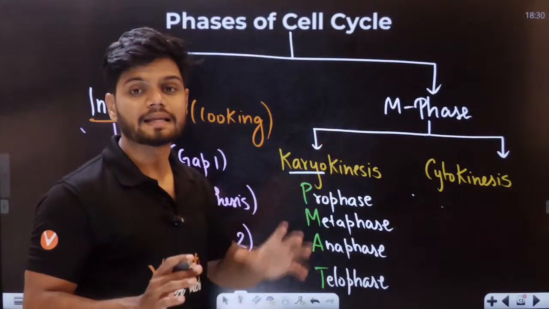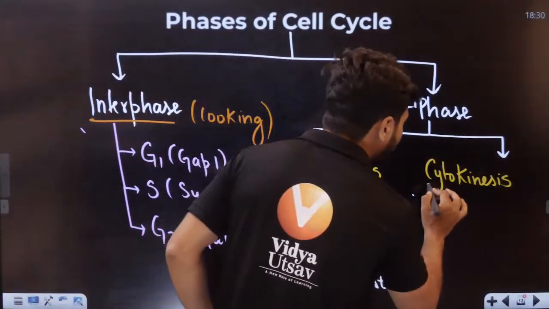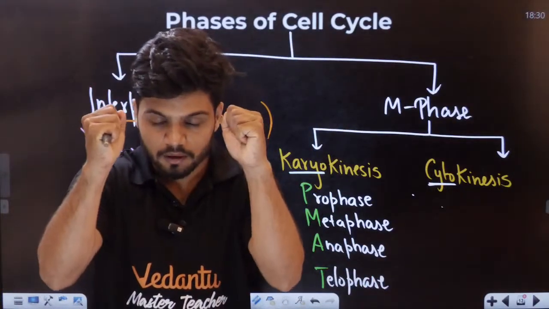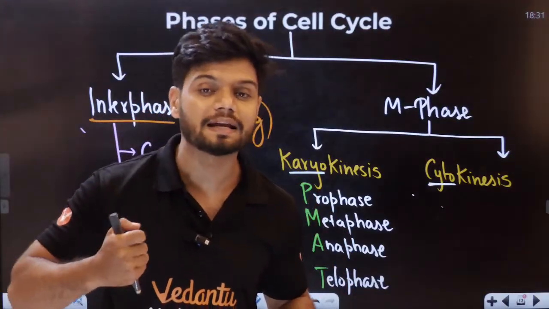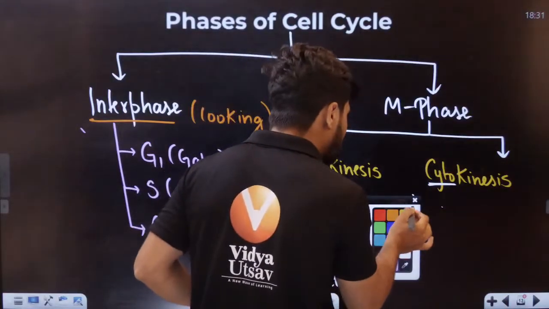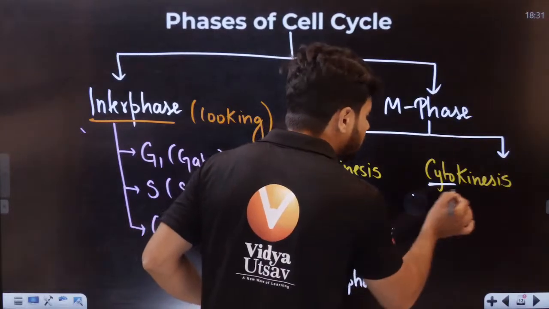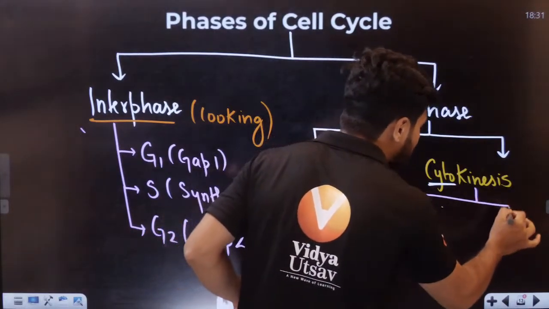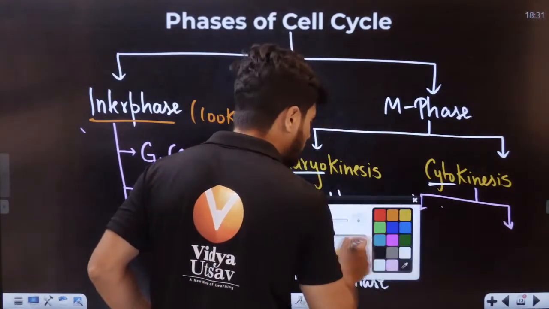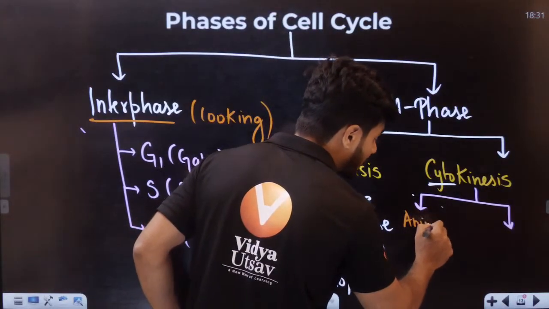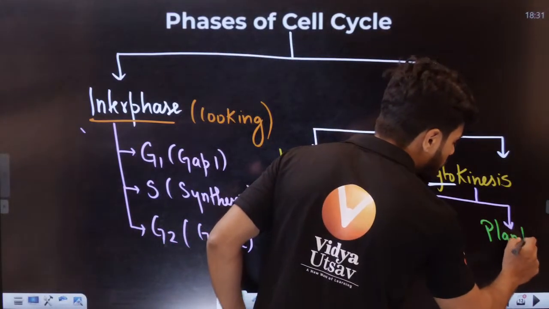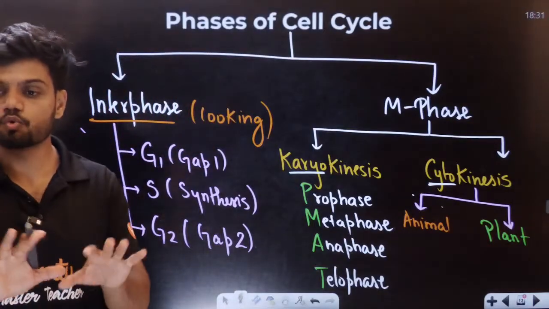Now, what about cytokinesis? Students, cyto means cytoplasm. Once the nucleus has divided, the cytoplasm also needs to divide later on. After PMAT, cytokinesis is very different in the case of an animal cell, and it is different in the case of a plant cell. They are two separate things.